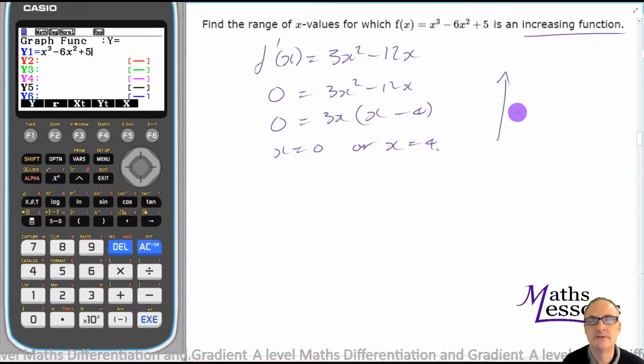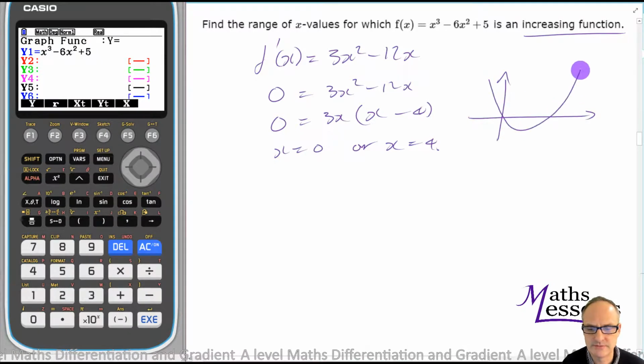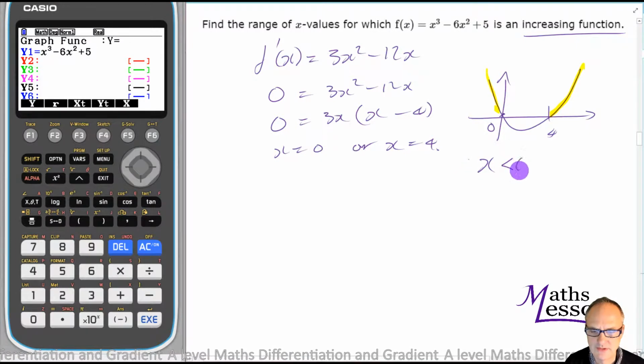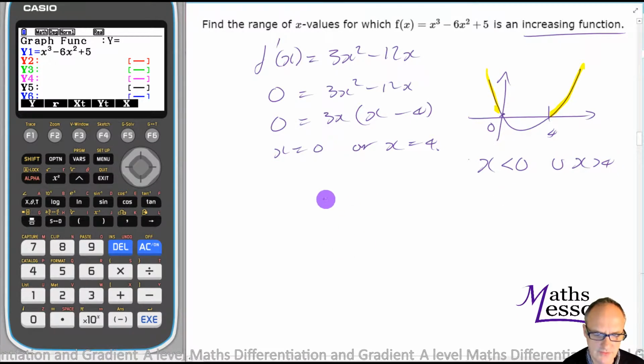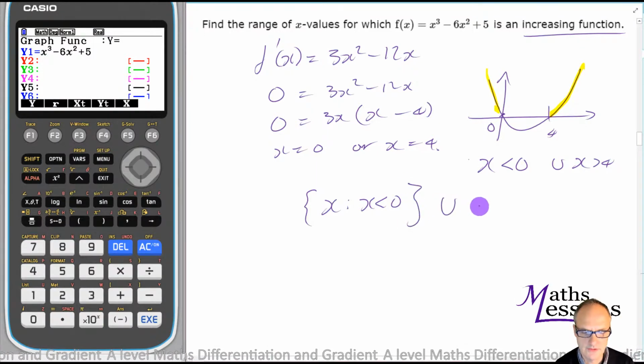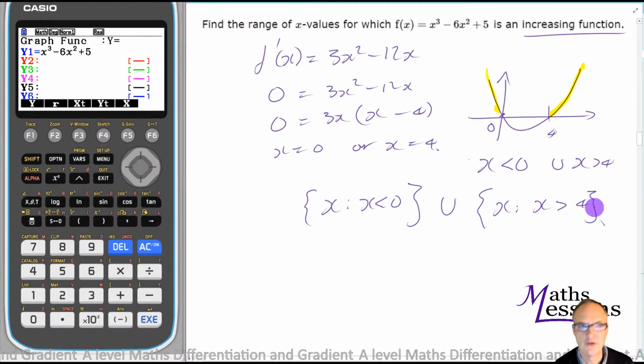Now, if we draw a little sketch of this, there's 4, there's 0. Now we can see that this is our gradient. So the value of this is going to be positive when we're less than 0 and bigger than 4. So we're going to have x is less than 0, union with x is greater than 4. And if we're using set notation for that, we should write curly brackets, x such that x is less than 0, union, x such that x is greater than 4.